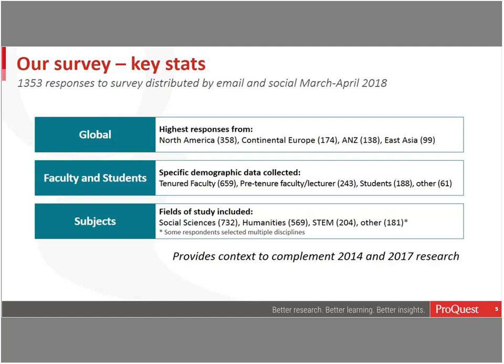There's broad coverage in terms of researcher level too. So we got around 650 tenured faculty, but crucially, almost 200 students. And it was really important that we got student responses in this survey, as will become apparent later on. We also had responses from a wide variety of subject areas. So over half were from social science, but also 569 from humanities, and over 200 from the STEM subjects too.